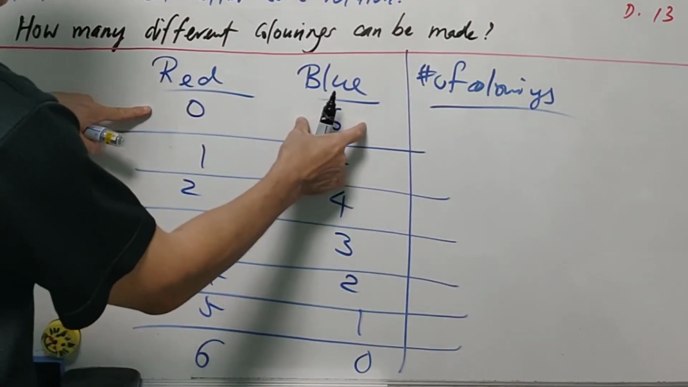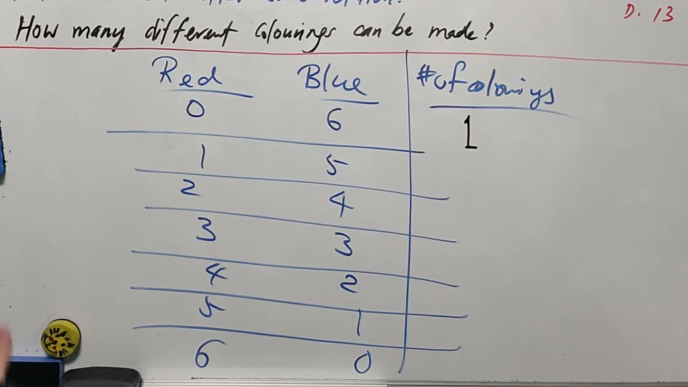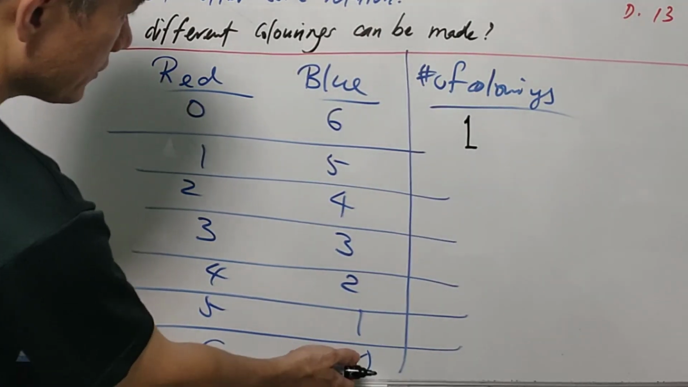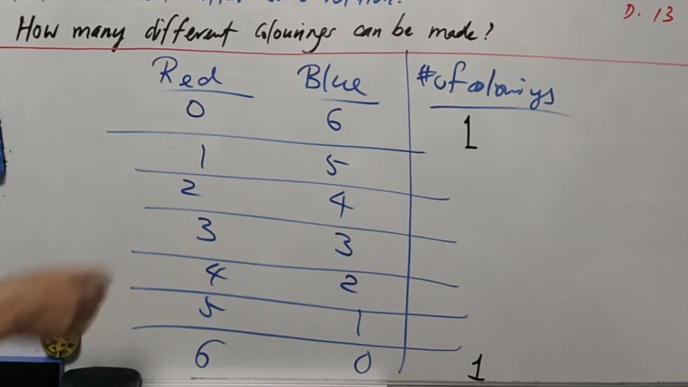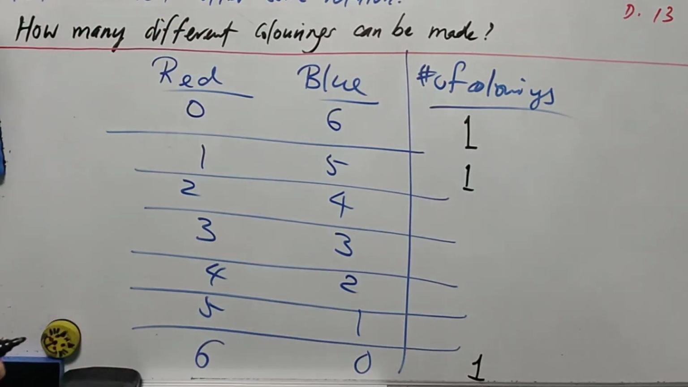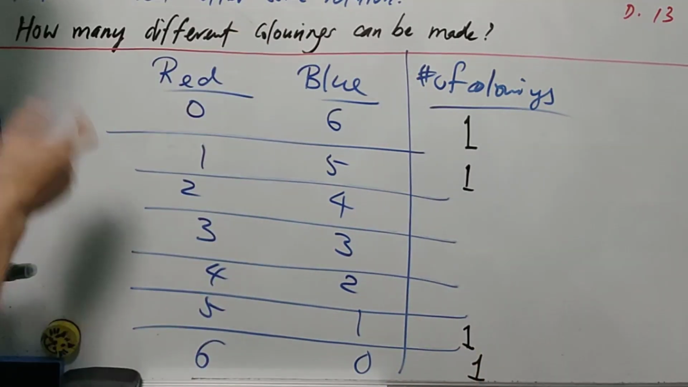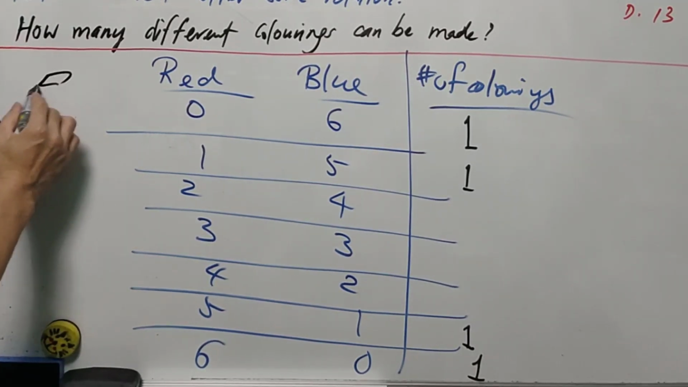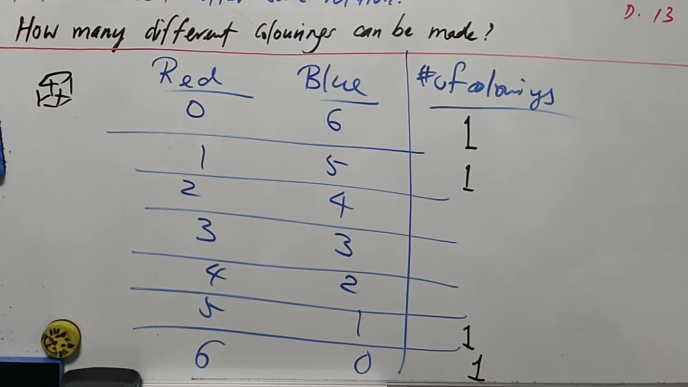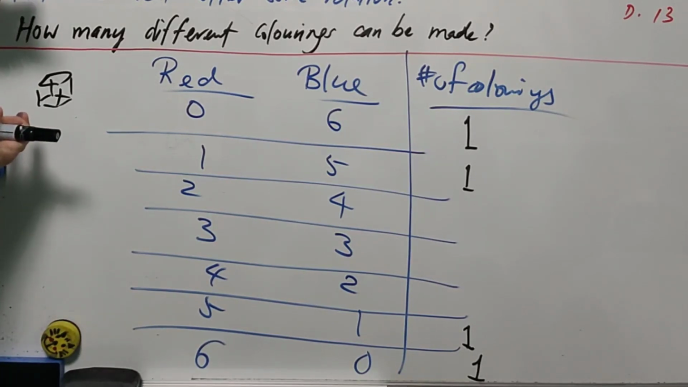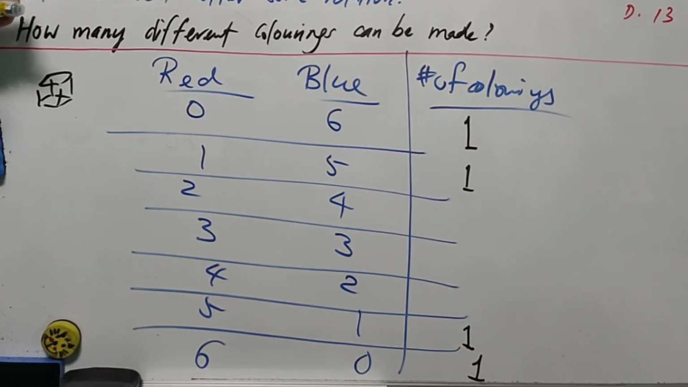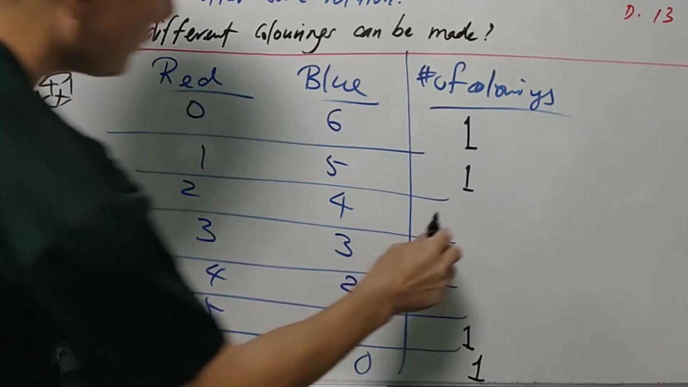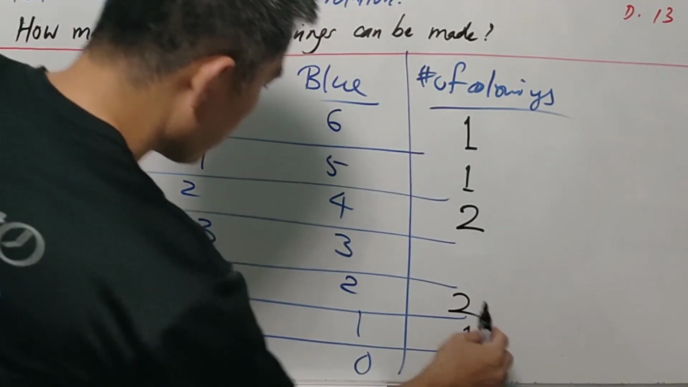For all blue, there's only one of it. And by symmetry, 6 red and 0 blue is also 1. So if there is only one red and 5 blue, obviously there's also one such coloring, and so does this. Now, if we have 2 red faces, then we can consider these 2 faces either adjacent or not adjacent. If it's adjacent, then that's one way. If it's not adjacent, then it contributes another coloring. So there are 2 of them. Likewise for this, also 2 of them.